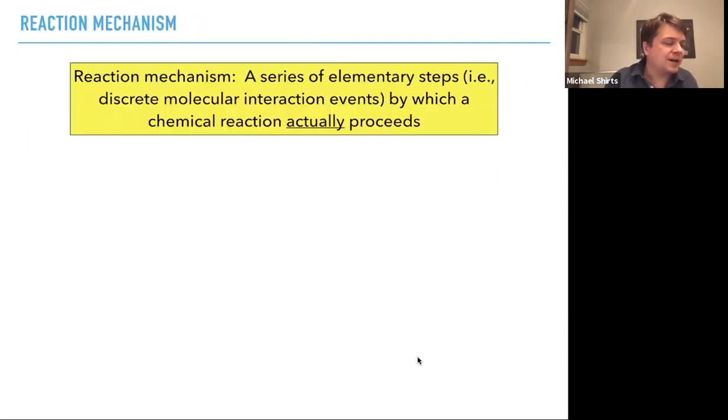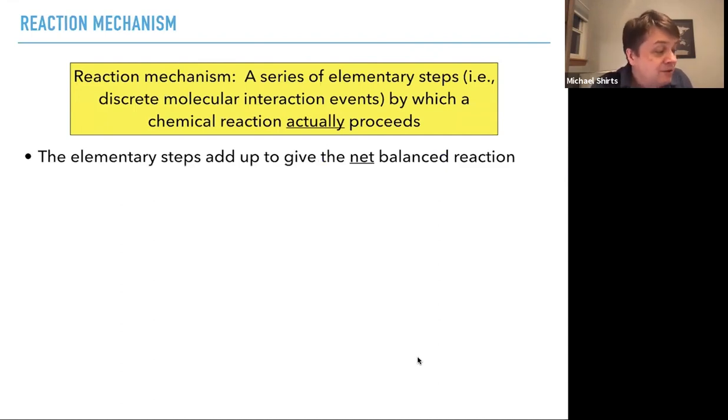A reaction mechanism is a series of elementary steps, discrete molecular interaction events. Molecule one collides with molecule two, molecule one sticks to a surface, by which a chemical reaction actually proceeds. The balanced chemical equation has the start and the end, but not necessarily any of the steps in between. There's no rule saying it has to be one step. In fact, in most cases, there are a lot of steps involved. So the elementary steps do add up to give the net balanced equation. First one thing happens, then the next thing happens, and the next thing happens. And if you chain all those together, if you sum what happens in each of those steps, then you will start with the reactants and end with the products.